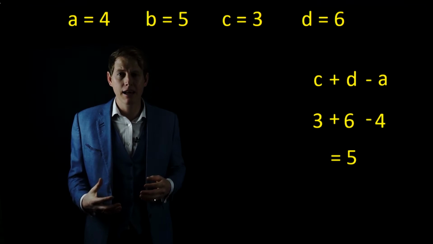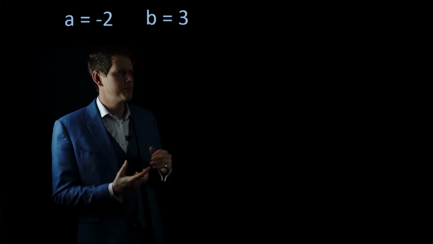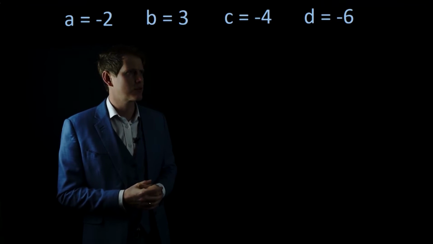Okay, so how do these get more difficult? Well, what they ask you to do is to substitute in negative numbers. And what I like to do to make sure that we're very careful with that is to put brackets around those. That helps us not forget about those negative numbers. Let's have a look at this example. In this question, A equals minus 2, B equals 3, C equals minus 4, and D equals minus 6.